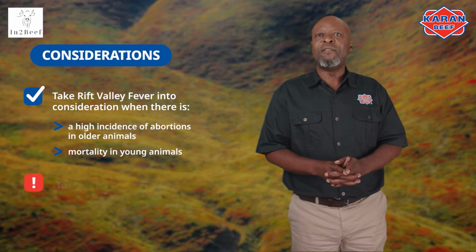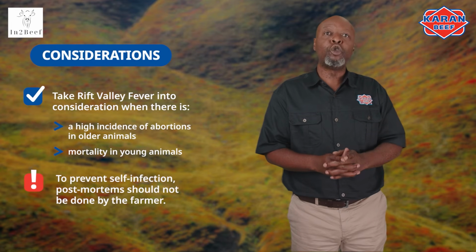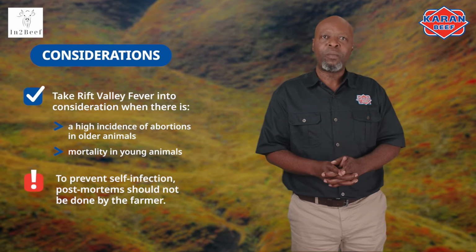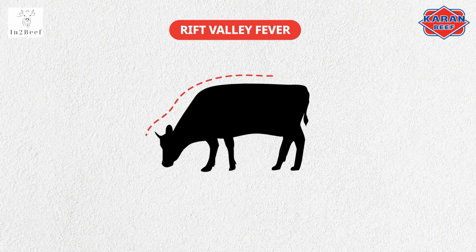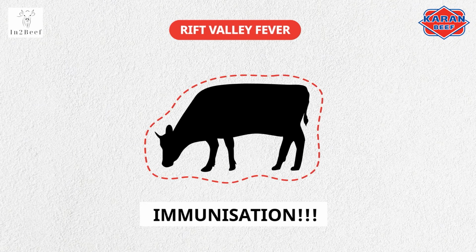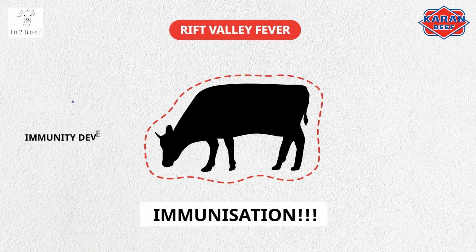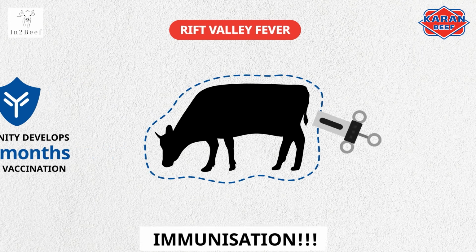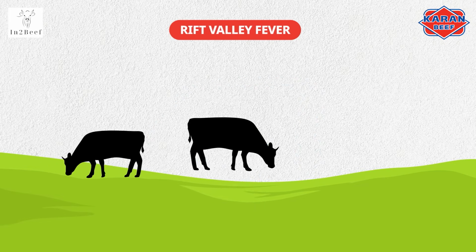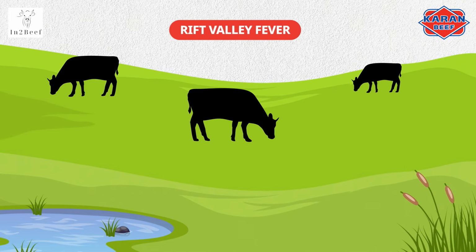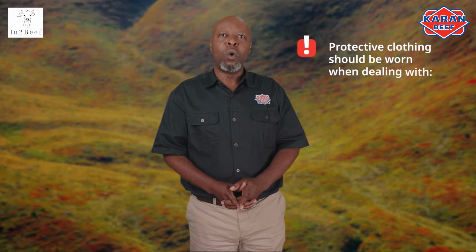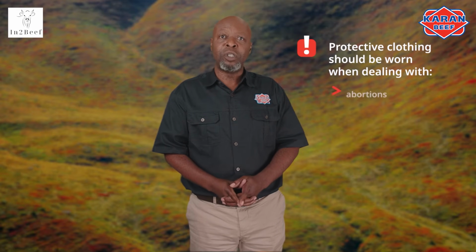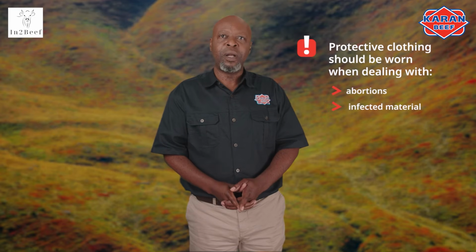To prevent self-infection, post-mortems should not be done by the farmer. Rift Valley fever can be prevented through immunization, after which immunity will only develop 2 to 3 months after vaccination. The disease can be further prevented by grazing animals in high-lying areas during high vector periods. Protective clothing should be worn at all times when dealing with abortions or any infected material.